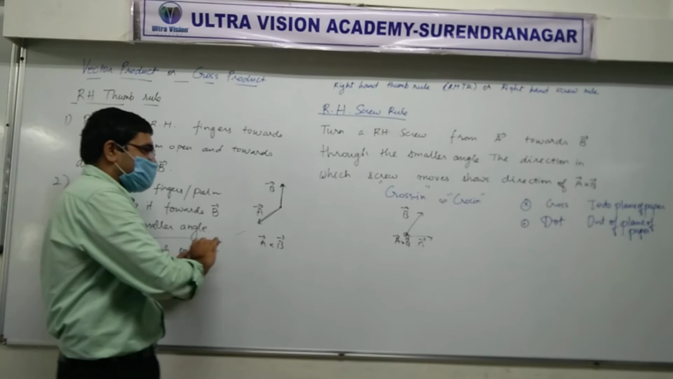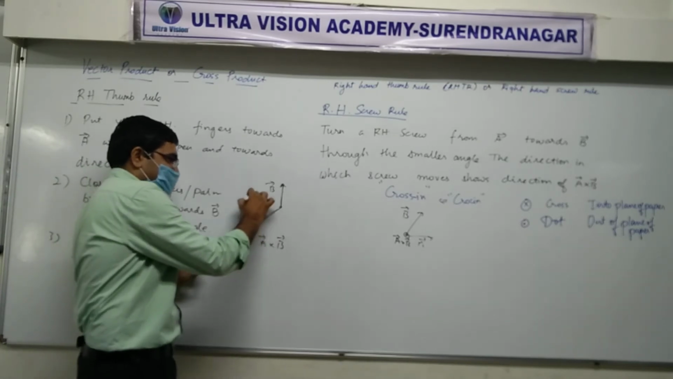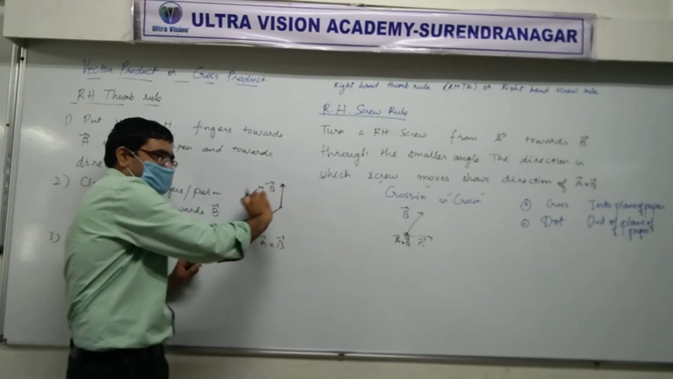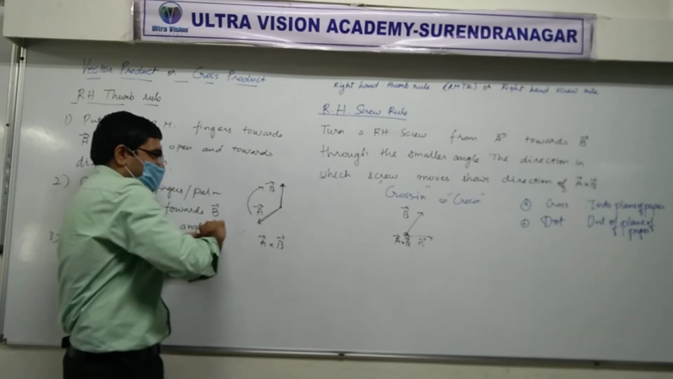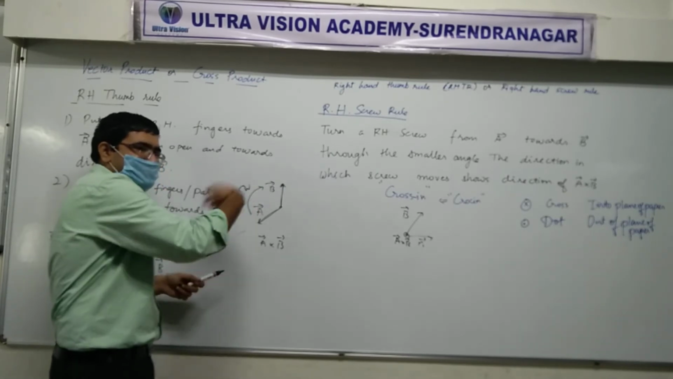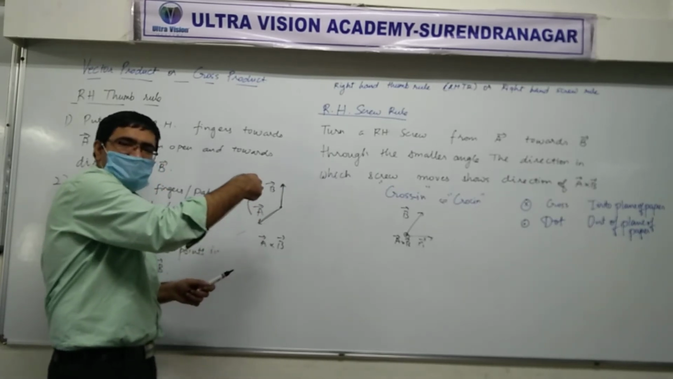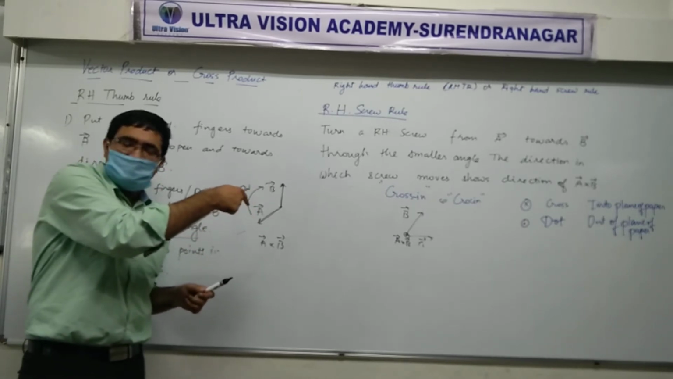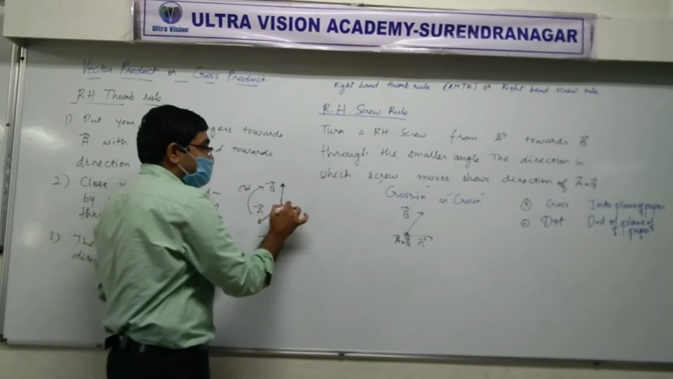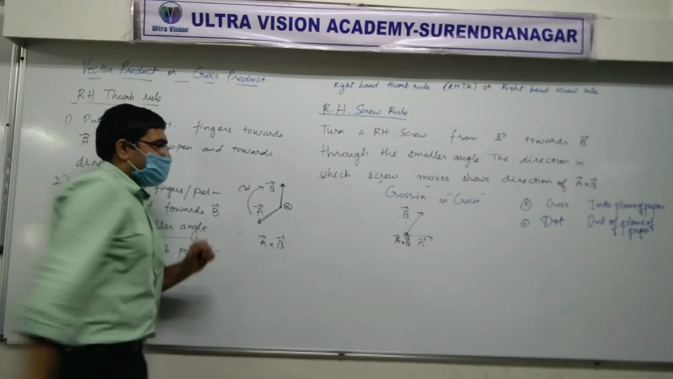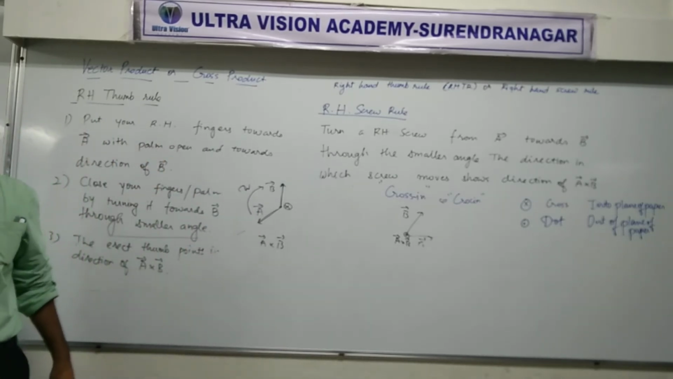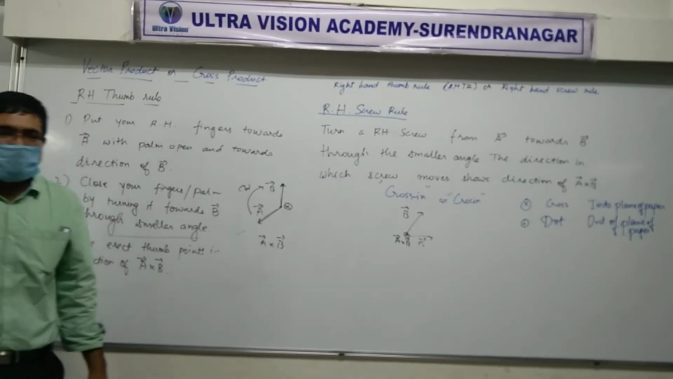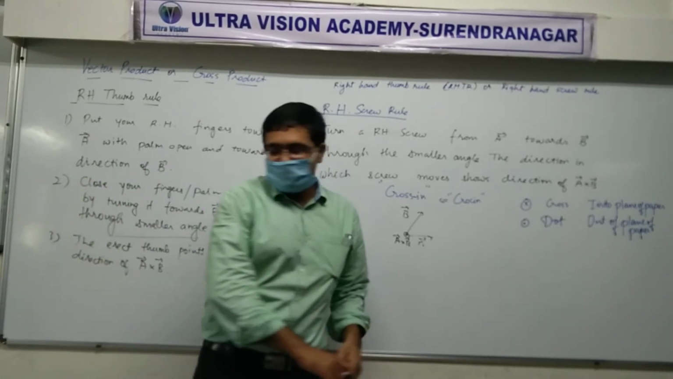Okay, then if you are using screw rule, you have to turn it from A vector to B vector. That is, you are turning it clockwise. Do you agree? Yes. Clockwise, so it goes into the board. Agree? Yes. The answer will be cross. Got it? Okay? Yes. Fine.